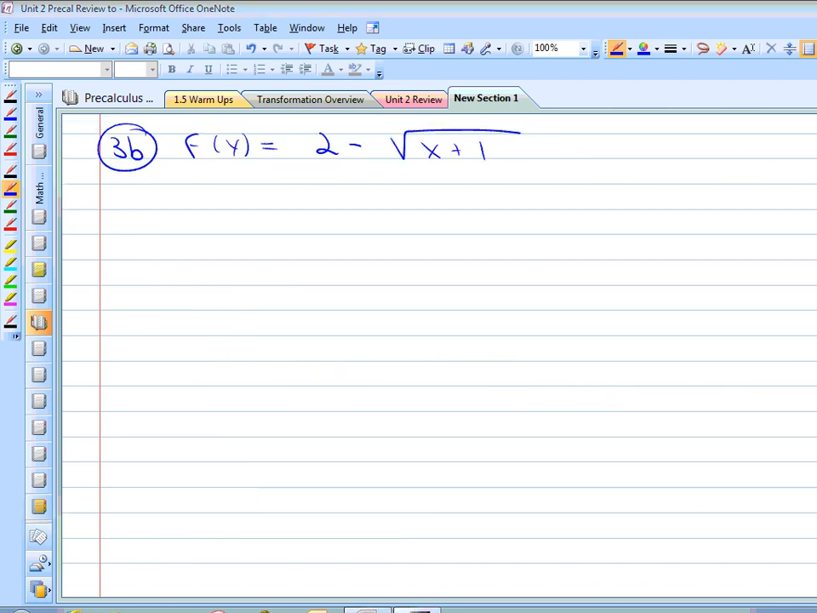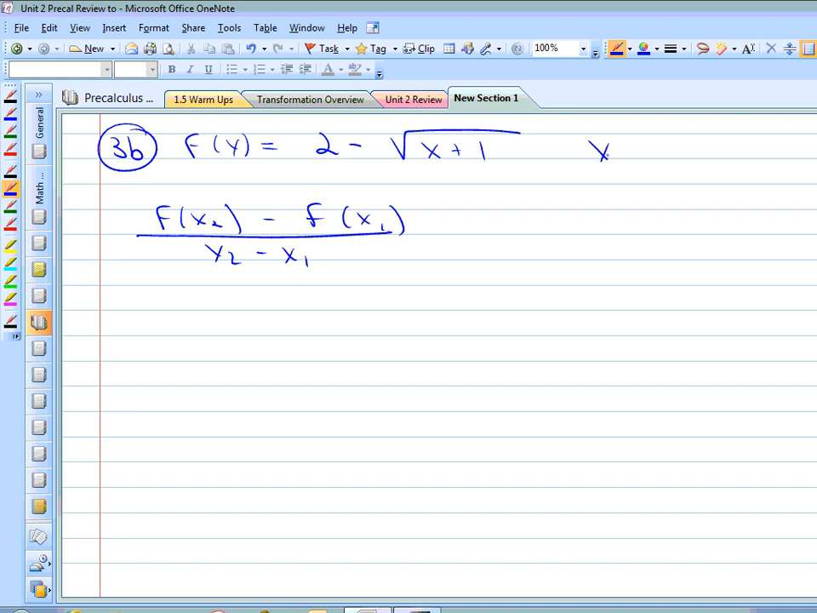All right, this next average rate of change, let's write our formula again. We have f of x sub 2 minus f of x sub 1 all over x sub 2 minus x sub 1. All right, and then this is the equation that we're given, and we want x sub 1 is 3 and x sub 2 is 7. So again, we're going to plug in. So I'm going to cross this out and write f of 7 and f of 3.